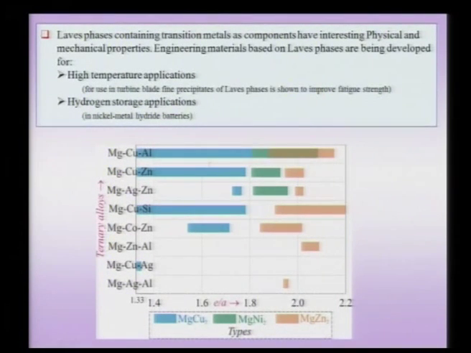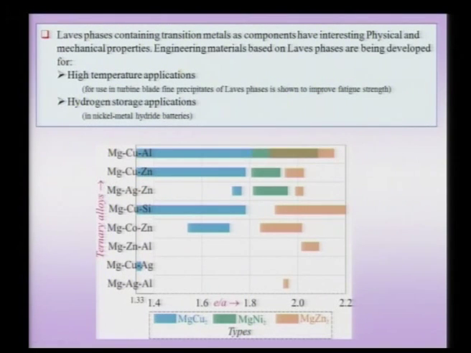The Laves phases containing transition elements as components have interesting physical and mechanical properties, and a lot of engineering applications for these Laves phases are slowly being developed. Some of these are high temperature applications, like in turbine blades, where fine precipitates of Laves phases have been shown to improve fatigue strength. In hydrogen storage applications also, like in nickel metal hydride batteries, Laves phases are slowly finding applications.